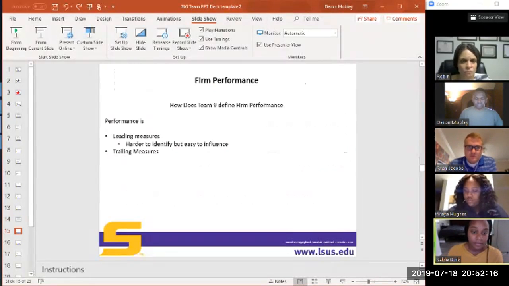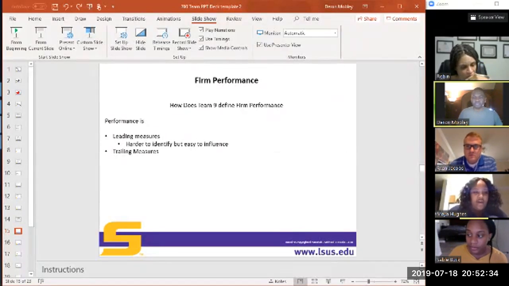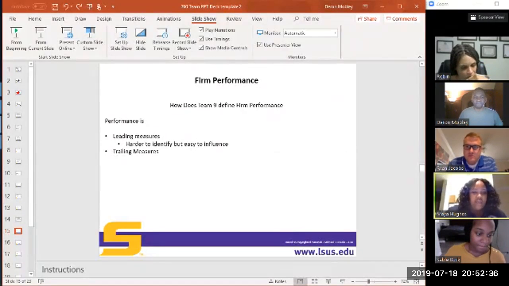I focused on firm performance. And Ryan, you definitely touched on performance. I just wanted to get an idea of what you think firm performance is. Group 9's definition of firm performance: I think performance is those KPIs. What key performance indicators can you measure to show where the company is so far?